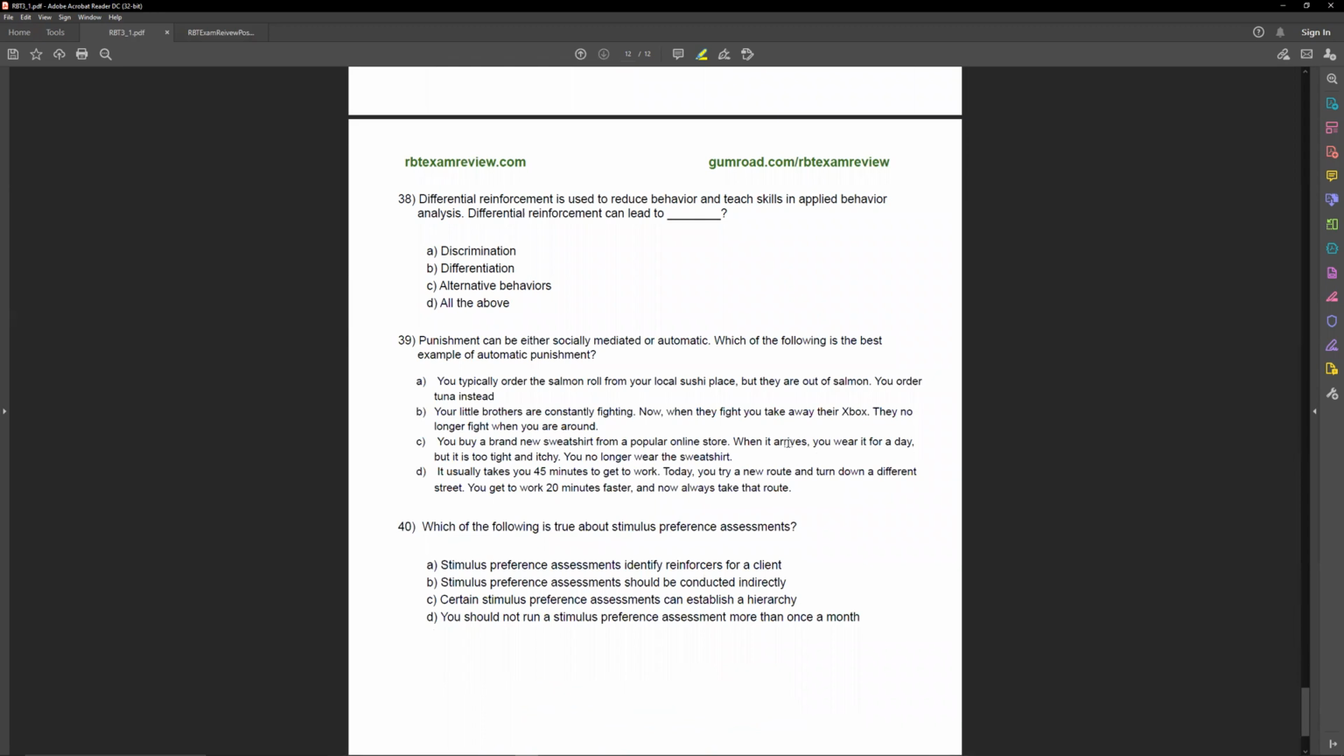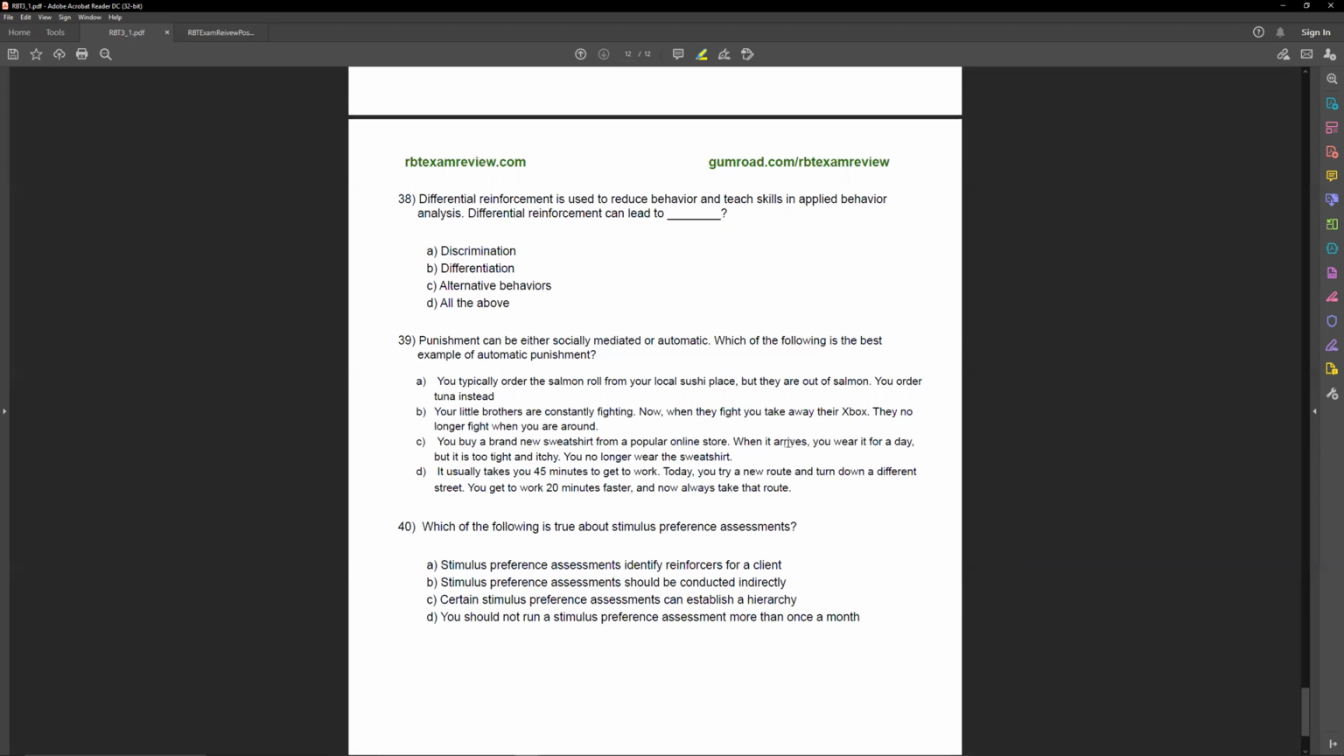All right, 38. Differential reinforcement is used to reduce behavior and teach skills and apply behavior analysis. Differential reinforcement could lead to what? Discrimination, differentiation, alternative behaviors, or D, all the above. Well, can differential reinforcement lead to discrimination? Sure, right? Think about discrimination training, okay? If I'm teaching shapes and I have a triangle and a circle, and I ask the client to touch triangle, I'm only going to reinforce when they touch triangle. I'm going to put the other behaviors on extinction. That's differential reinforcement. They're going to learn to discriminate between triangles and other shapes.